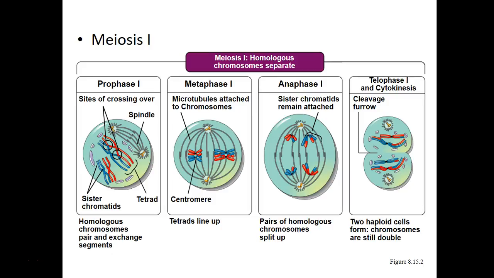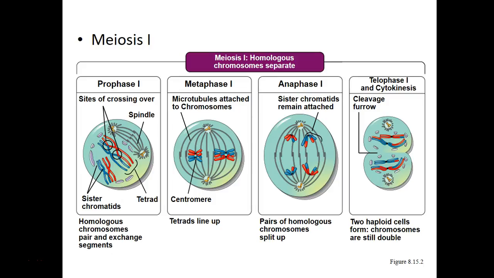During metaphase, you have the chromosomes lining up along the middle. Now, how they align at the middle can vary. You could have all the paternal chromosomes going towards one side of the cell, or you could have all the maternal chromosomes going to the other side of the cell, or you could have some of the paternal and some of the maternal chromosomes. This is called independent assortment.